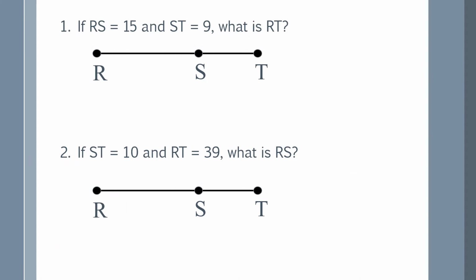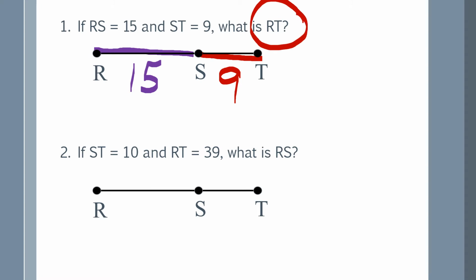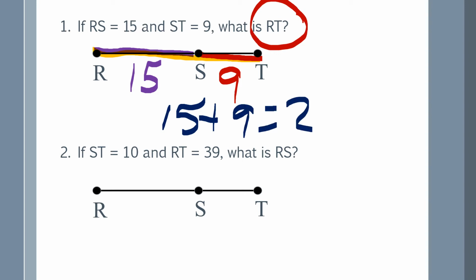Now in geometry, sometimes you have to draw the figure and then label what you have to figure out whether you're going to add, subtract, multiply, or divide the numbers. So we have the distance from R to S is 15 units long. The distance from S to T is 9 units long. We want to find the distance between R and T, which is including those 2 segments. So therefore, we're going to add the 2 numbers together. 15 plus 9 gives me 24. And so the length of segment RT is 24 units long.